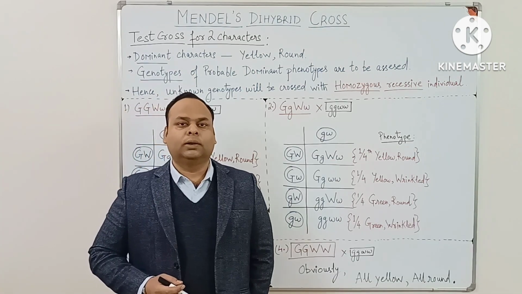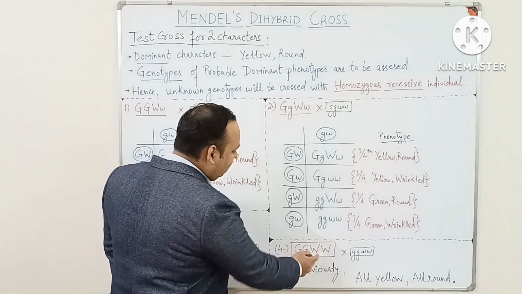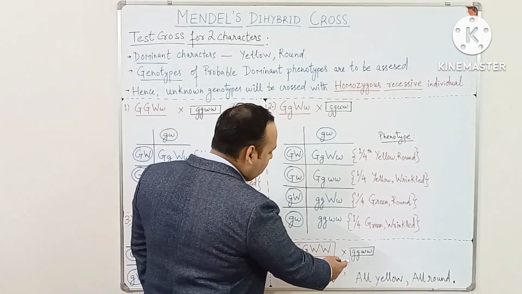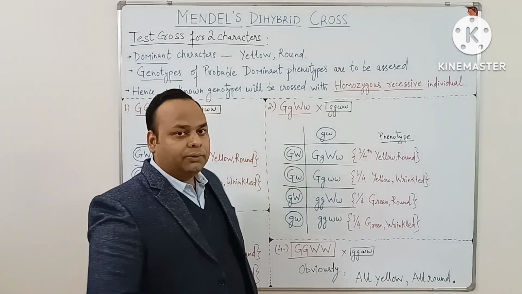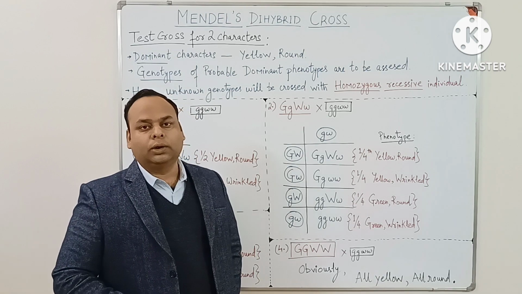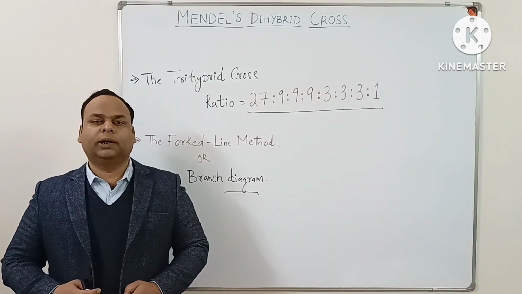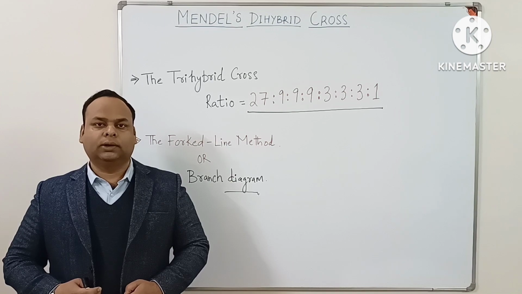Fourth and last, when the plant is homozygous dominant for both the characters and it is crossed with a homozygous recessive individual, all the progeny will show the dominant phenotype, that is yellow and round. We shall discuss Mendel's trihybrid cross together with the Fork-line method in a later video.